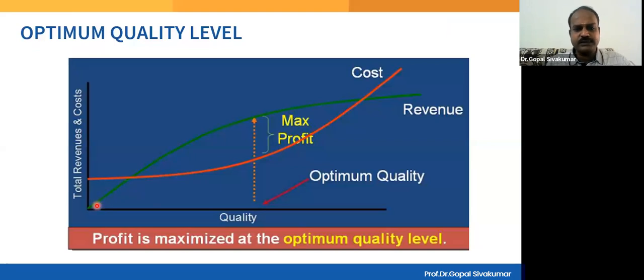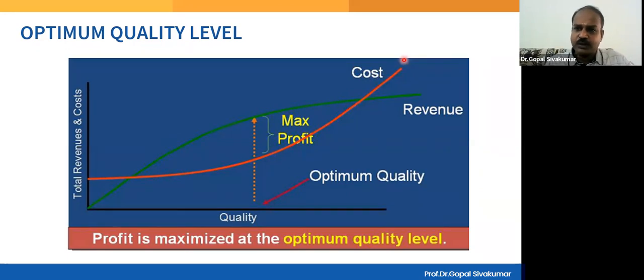And see here is a curve showing the relationship between the cost curve and the revenue curve. Your revenue curve is indicated in green color because companies like revenue, and the cost curve is indicated in red color because generally we want to spend less, isn't it?